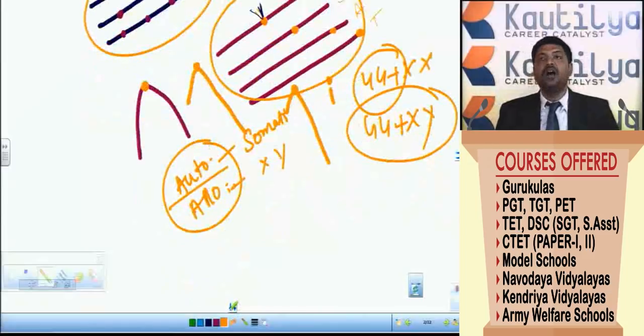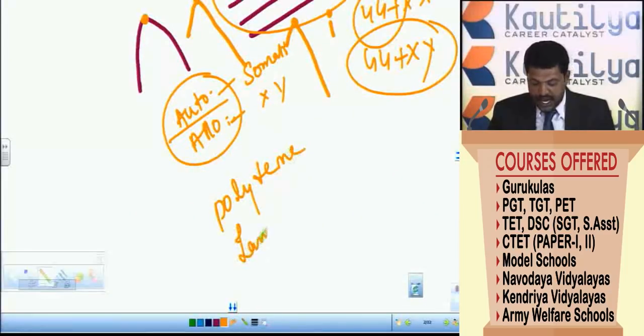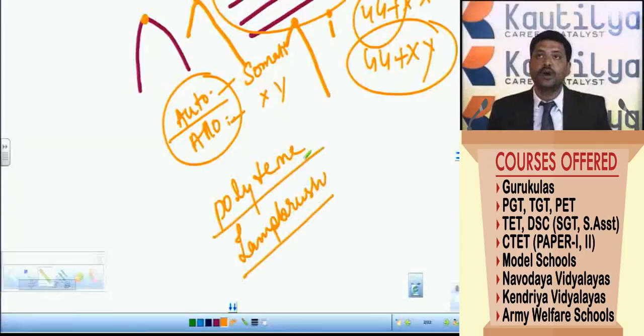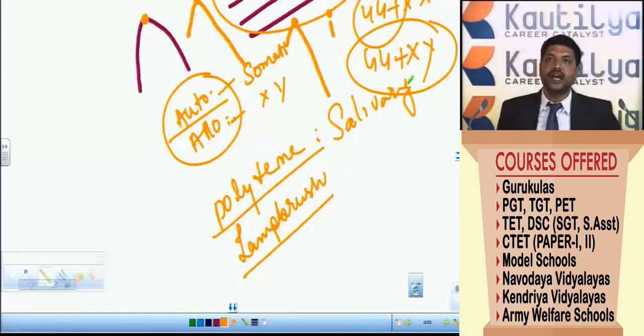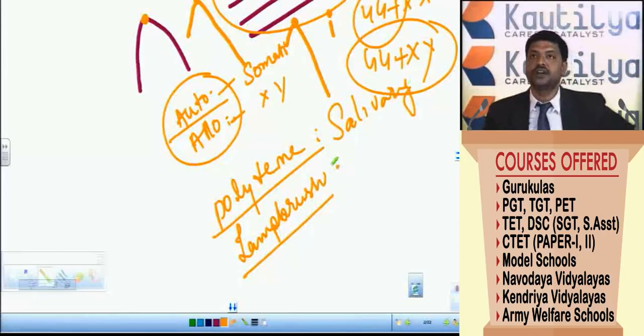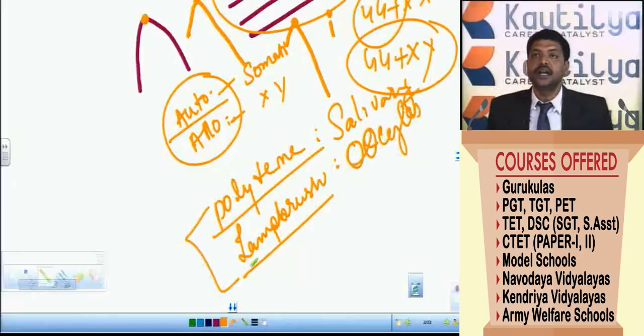Based on the size, the largest chromosomes are seen in polytene chromosomes and lampbrush chromosomes. Polytene chromosomes: poly means many, tene means thread. Polytene chromosomes are seen in the salivary glands of Drosophila, and salivary glands of some insects. Lampbrush chromosomes are found in the oocytes of amphibians. The best example of amphibians is the frog. These are the largest chromosomes.